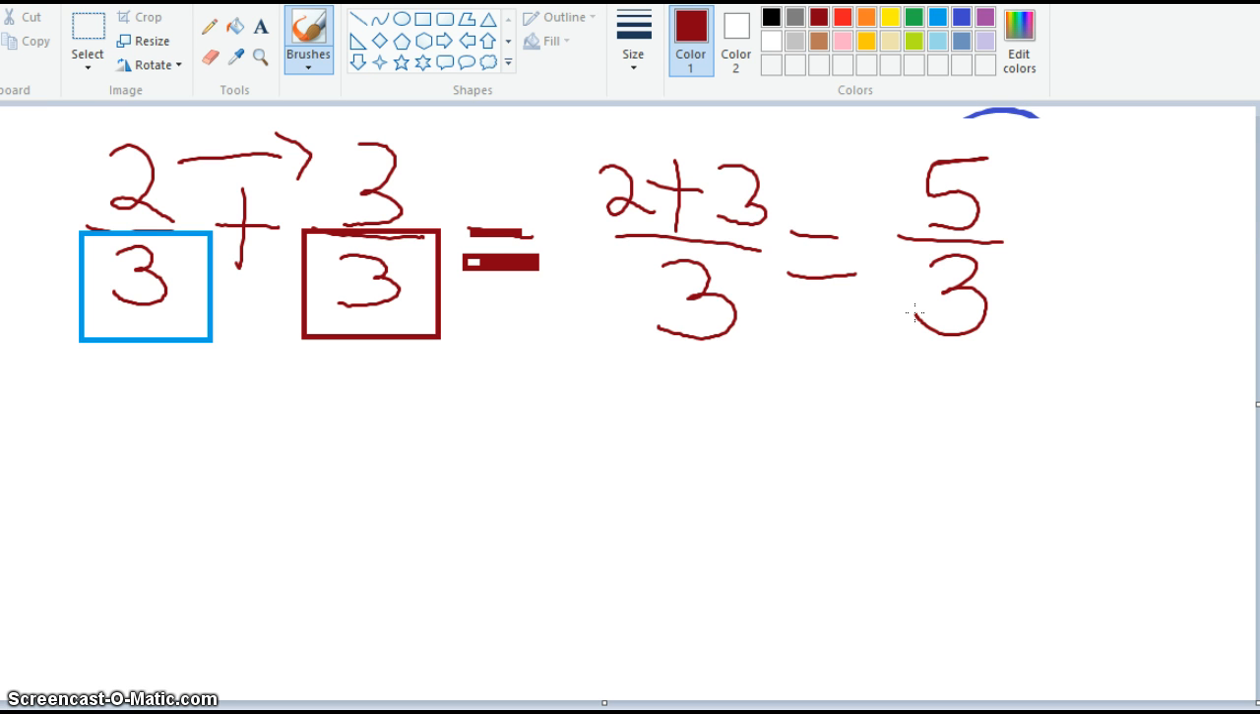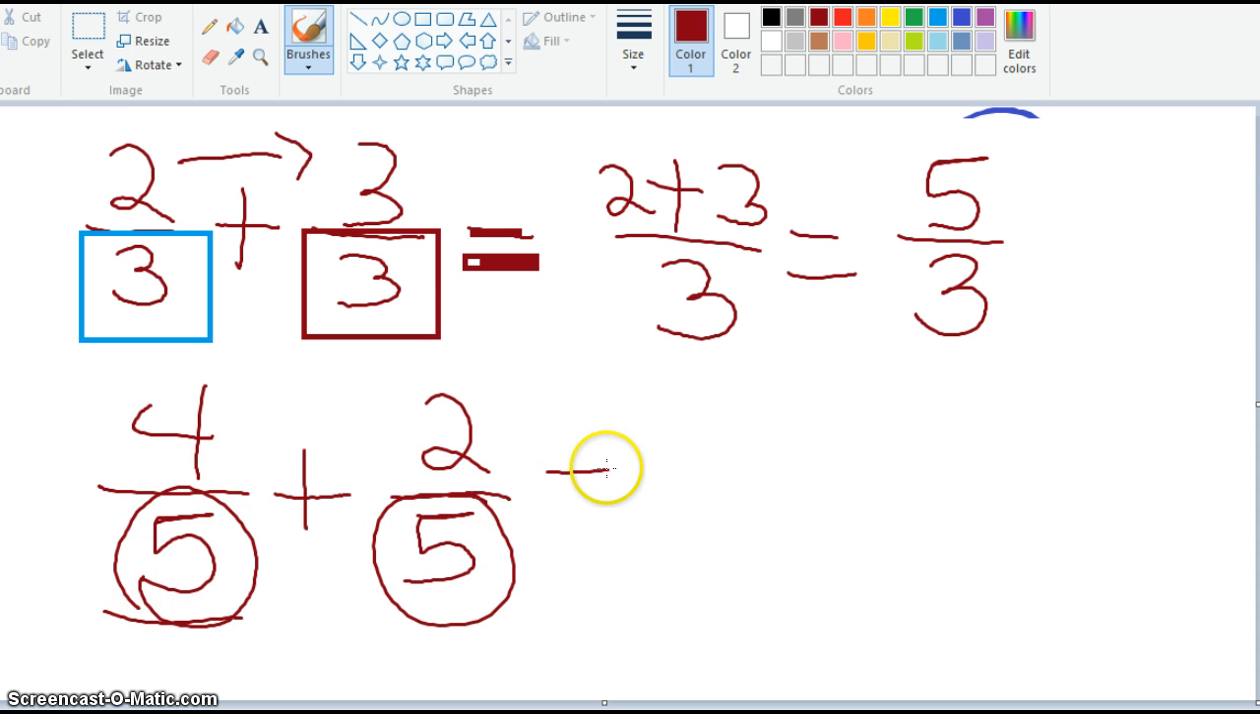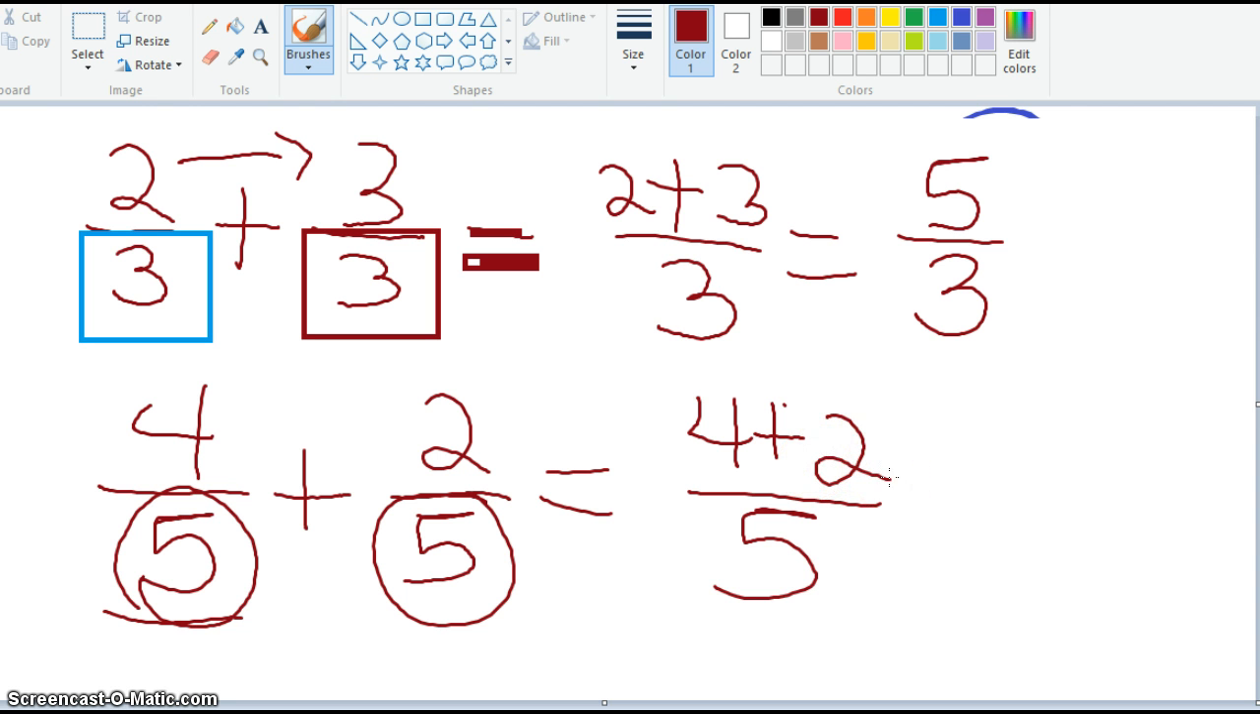Another example of this would be 4/5 plus 2/5. Again, my two denominators right here are both one and the same. So I'm just going to rewrite this as 5 and bring over the two numbers on top that I am going to add, which is 4 plus 2, and this becomes 6.